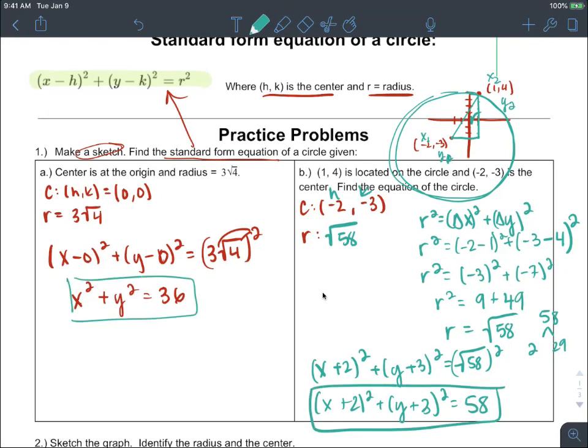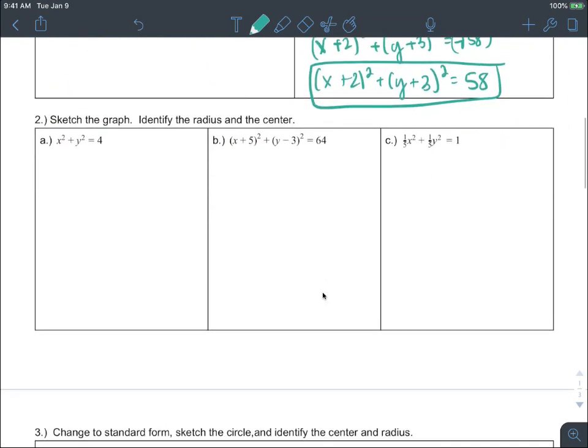All right, so that's given basically the center and the radius, or some form to find those. Really quickly, let's identify the center and the radius of each one. Pause the video and go for it. I'll go ahead and do it now.